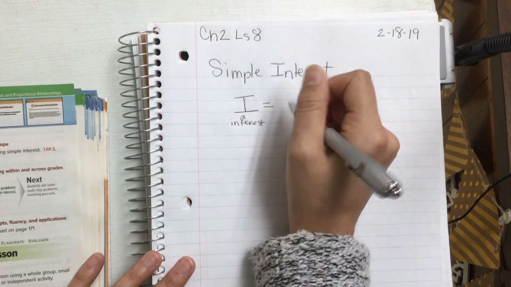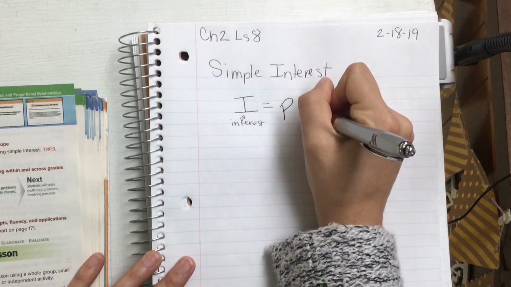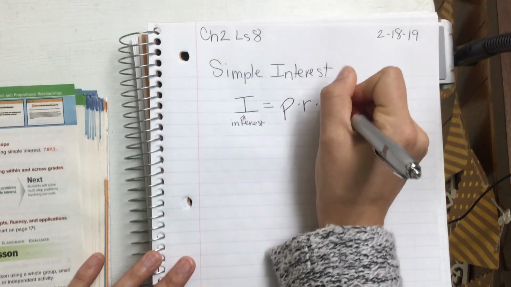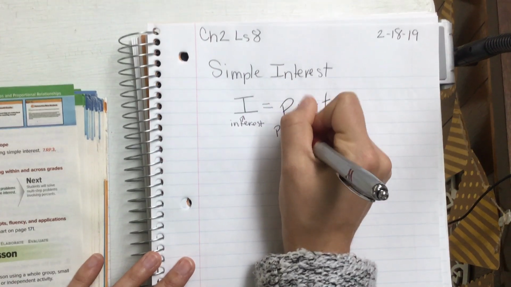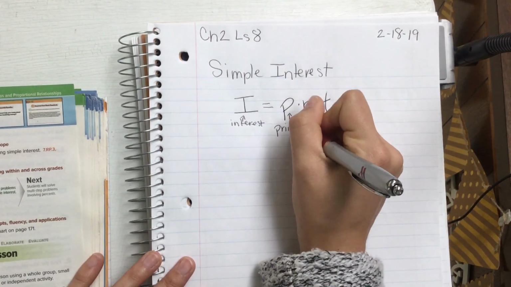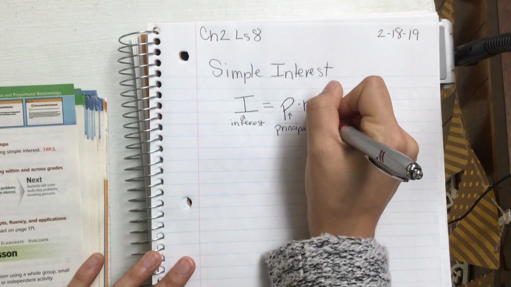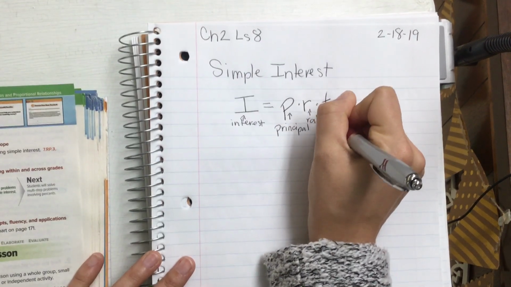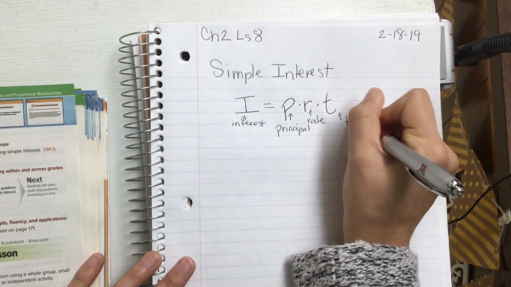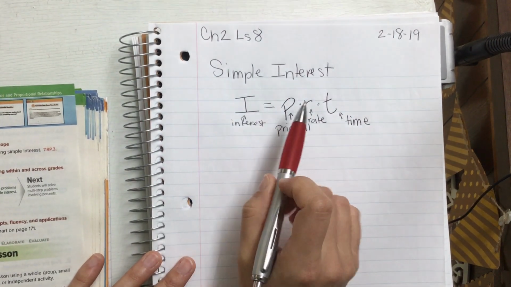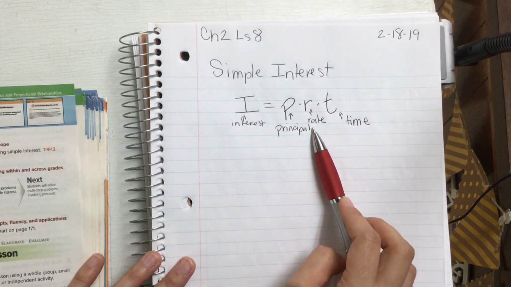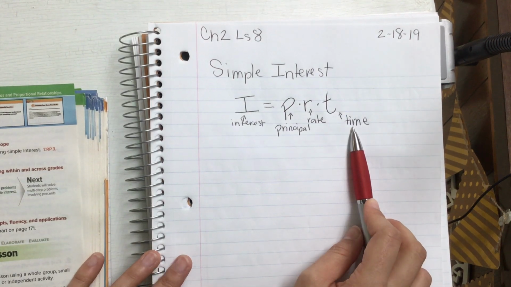Interest is equal to P times R times T. The P is for principal. The R is for rate. And the T is for time. Interest is equal to principal times rate times time.